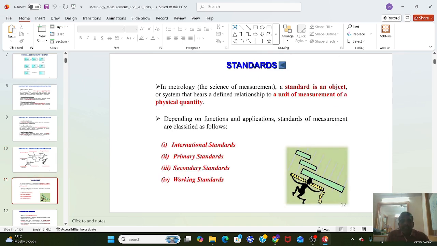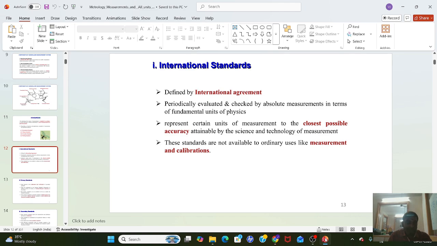Some of the standards. The first one is international standards, second is primary standards, third is secondary standards. Last one is working standards. These are some of the standards we have chosen. International standards are defined by international agreement, periodically evaluated and checked by absolute measurements in terms of fundamental limits of physics. They represent certain units of measurement to the closest possible accuracy attainable by the science and technology of measurements. These standards are not available for ordinary use like measurements and calibrations.